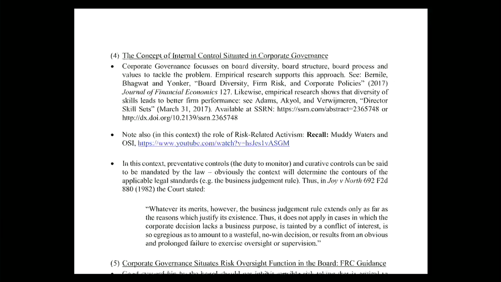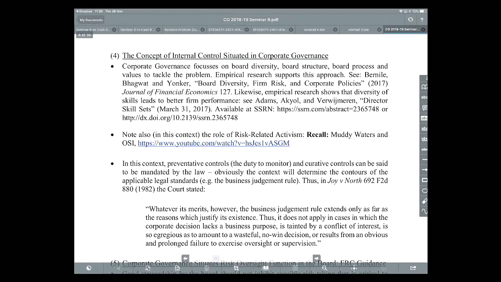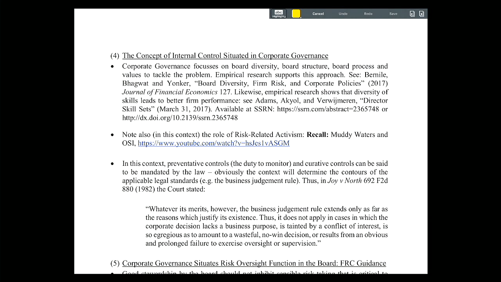So here, if you remember, after defining the concept, we then tried to situate the ideas within company law. Now what we're doing is trying to situate the ideas within corporate governance, right? And so here I say that, as we all know, corporate governance focuses on board diversity, board structure, board process, and values to tackle the problem.